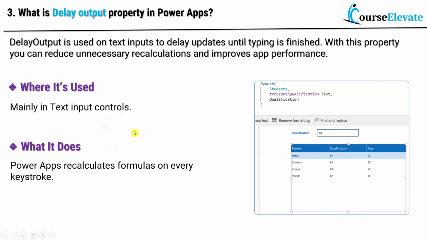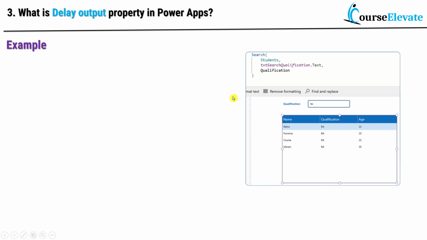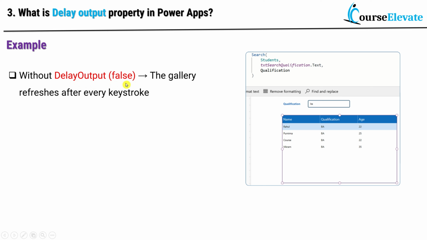What does it do? Normally when you type in the text box, Power Apps recalculates the formula on every keystroke. If DelayOutput is true, then the formula will run only after the user finishes typing. Suppose you have a search box which is txtSearchQualification. This search box is connected to a gallery. Without DelayOutput, that is when it is false, this gallery refreshes on every keystroke when the user types in.